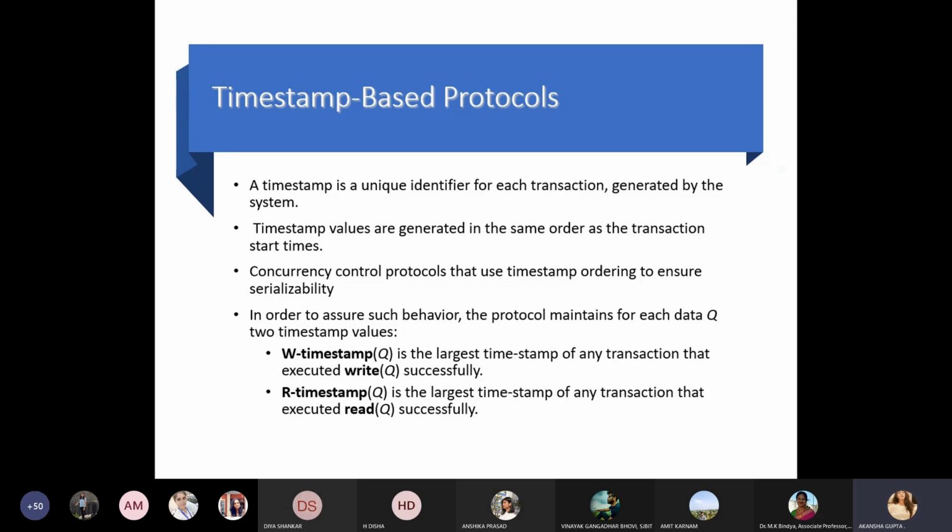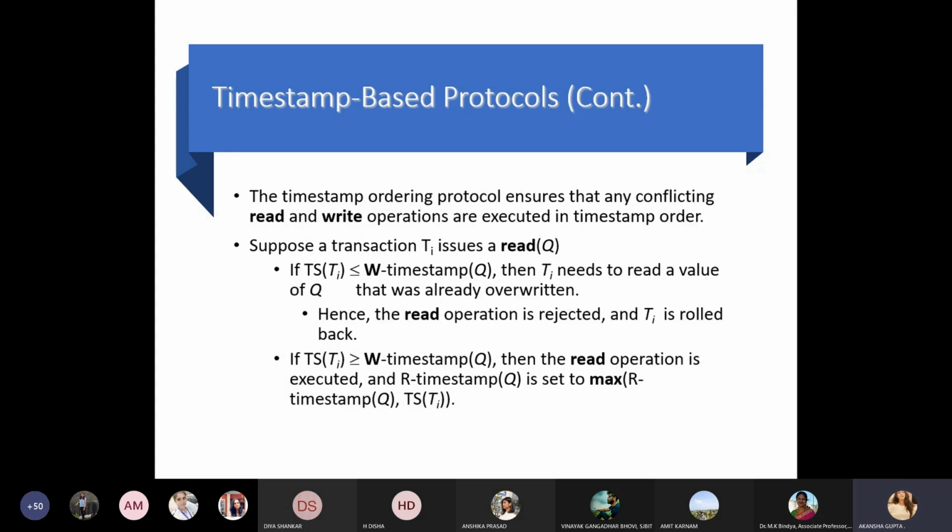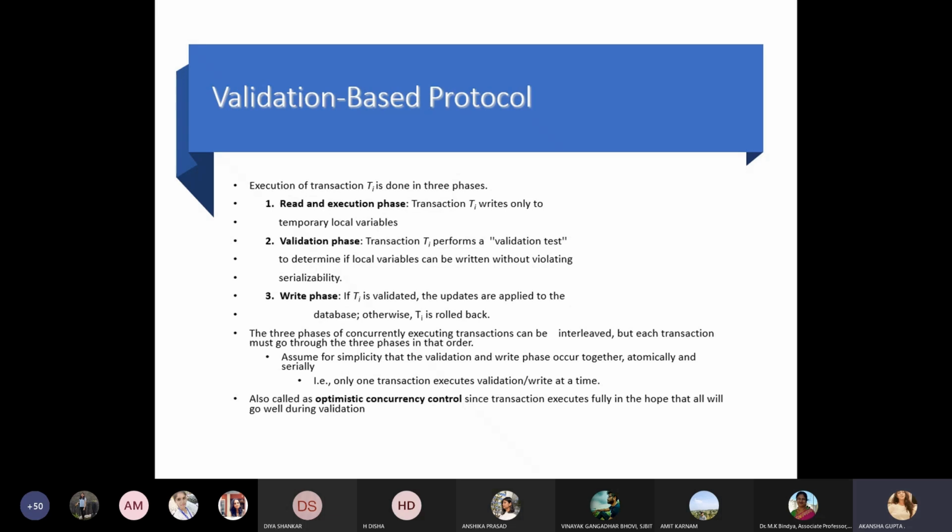In order to assure such behavior, the protocol maintains for each data item two timestamp values, that is W-timestamp and R-timestamp. W-timestamp is the largest timestamp of any transaction that executed write successfully, whereas R-timestamp is the largest timestamp of any transaction that executed read successfully. So timestamp ordering is a protocol that ensures any conflicting read-write operations are executed in timestamp order.